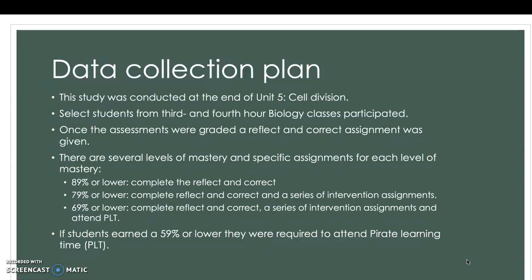All right, so my data collection plan for this study: it was conducted at the end of Unit 5, which is cell division. I used just a handful of students from my 3rd and 4th hour biology classes. Once I graded the assessments, I gave out a reflect and correct assignment, but also an intervention assignment. With the intervention assignment, there were several levels of mastery and specific assignments for each level of mastery.